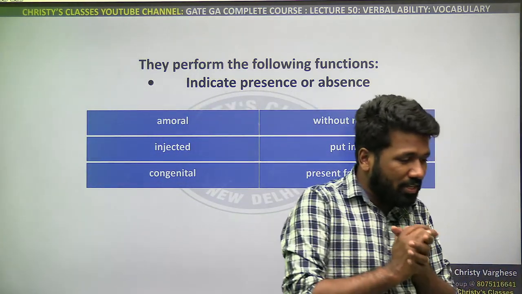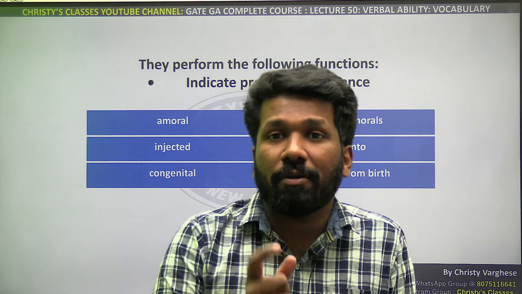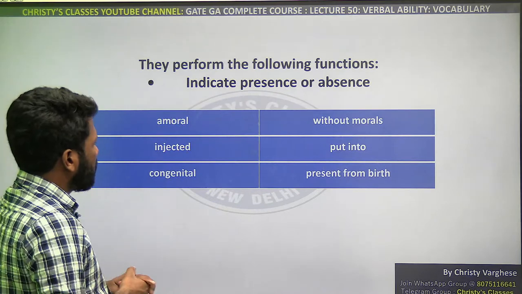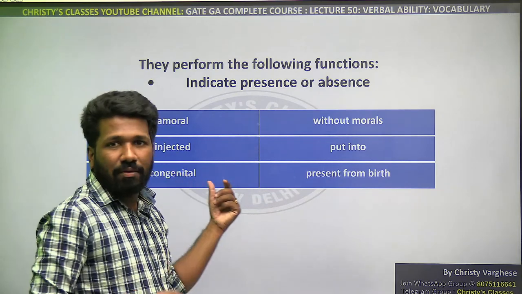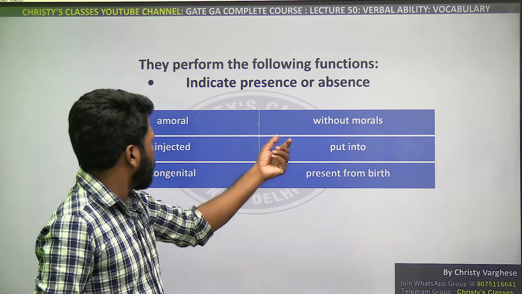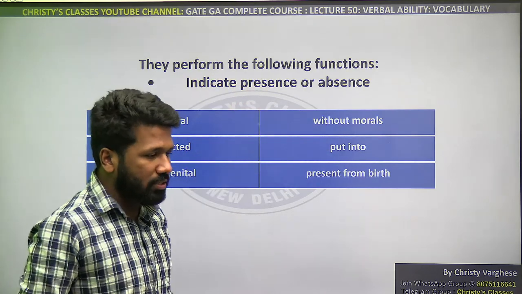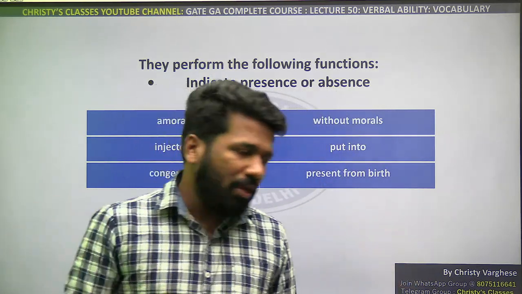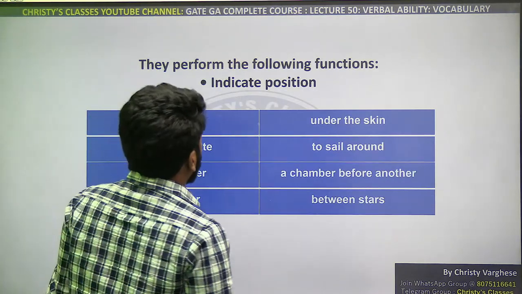Many words we may not realize have a prefix. Can you tell me some words in the chat, and those watching the recording, in the comments, which have a prefix, which you realize now that you understand prefix and suffix? Con means present from birth. Genital means related to birth. Injected, put into. Immoral, a denotes without morals. Can you all comment some words which have a prefix or maybe a suffix? Meanwhile, I will go to the next function of prefix.